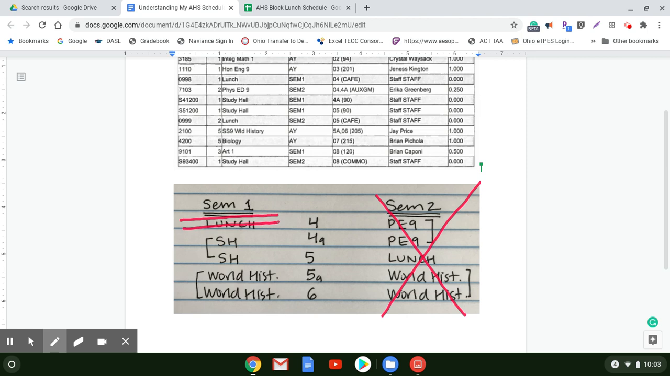But hopefully you see that even though study hall is listed 3 times on this example schedule, it really is only happening once during semester one and then once during semester two.